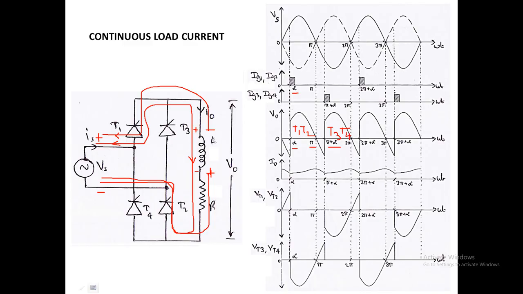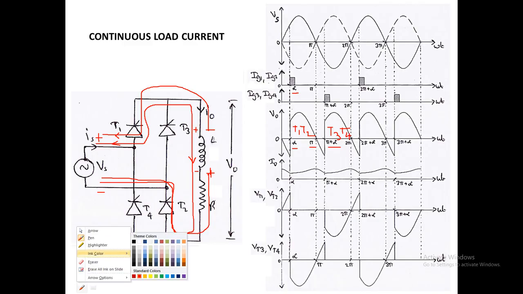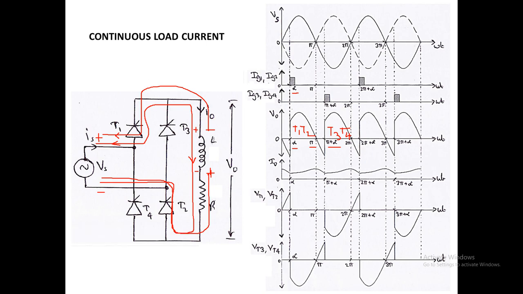So for T3 and T4, here it will be negative and here it will be positive. From the positive line, the current will flow through T3 like this, and it will return through T4 to the negative terminal of the battery.